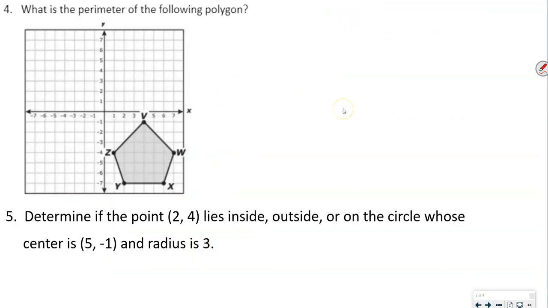It says, what is the perimeter of the following polygon? Okay, so this time I'm going to find the length of each side. So what I want to do first is look at the one that's easiest to see, which is YX right here. So that's 1, 2, 3, 4. So YX equals 4. Then I'm going to find ZY. Okay, so we're going to find ZY right here, and we're going to do it the same way we did in the previous problem.